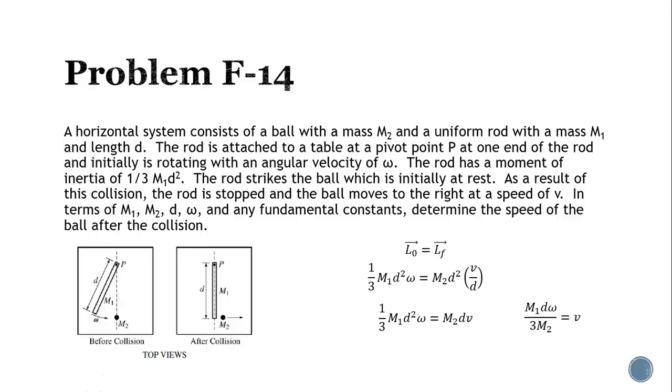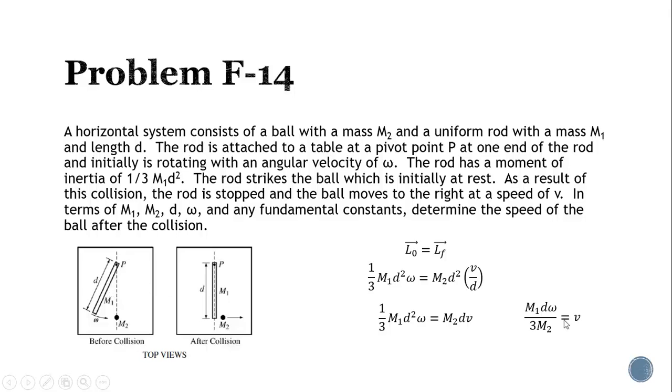Now some of the other questions it asked us in this problem: it asked us if this was elastic, what is the ratio between m1 and m2, which is a really fascinating question if you actually think about it. We can talk about that question later. And it also asked, what if we move this pivot point to the center of the rod? What happens to this velocity?